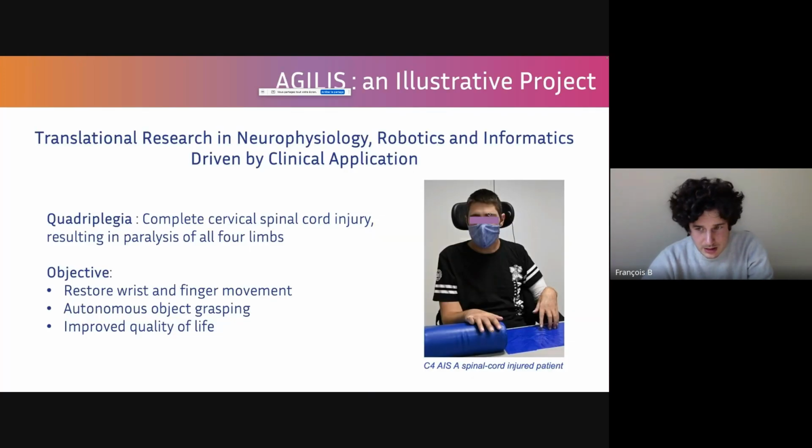This project is a good illustration of what we aim at doing, because it's translational research in neurophysiology, robotics, and informatics, driven by clinical application. The target population is people with quadriplegia, which consists in complete cervical spinal cord injury, resulting in a paralysis of all four limbs. We are specifically interested in movement restoration in the upper limb, and specifically the hand, because it's a factor of autonomy and improvement of quality of life.